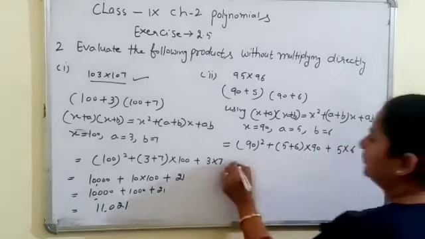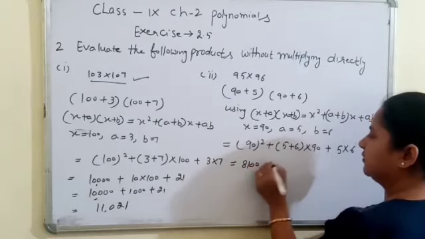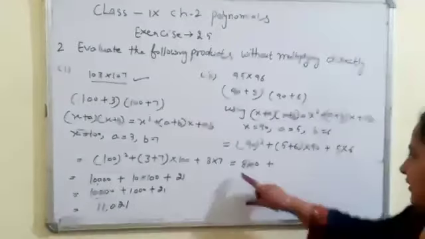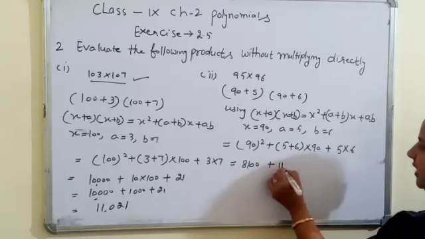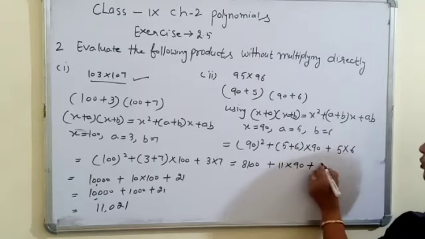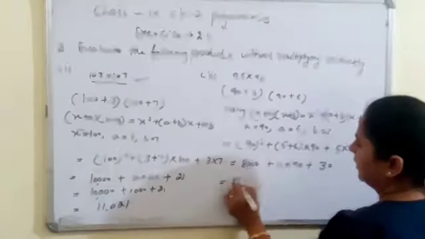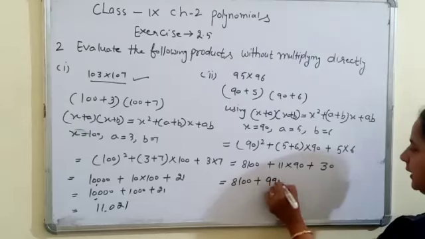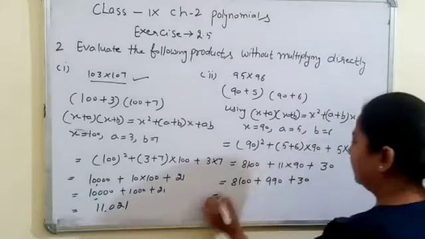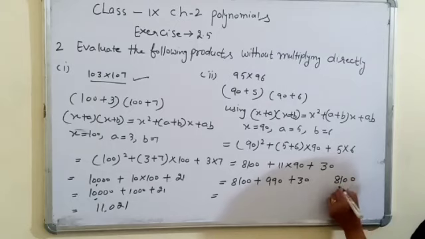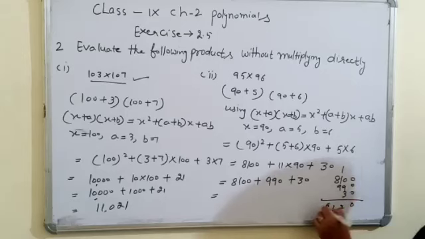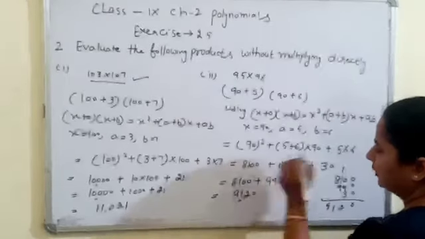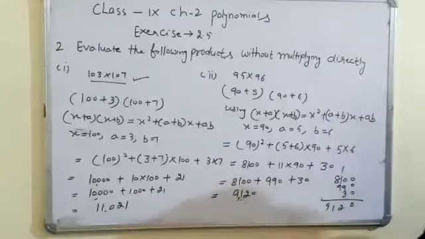5 into 6. 90 square is 8100, 9 nines are 81 and 0 into 0 is 100. 5 plus 6 is 11, 5 into 6 is 30. 90 multiplied by 11 becomes 990, plus 30. Now add these three terms: 8100, 990, 30. The result is 9120. Now this was the result for part 2.